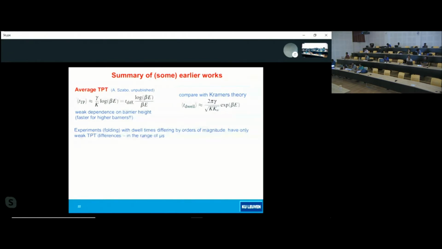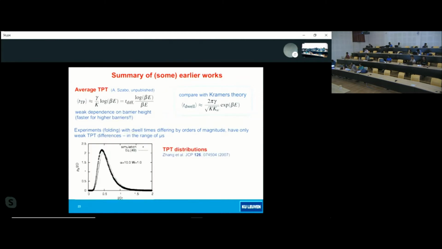what they see if they do experiments on protein folding, where the folding time, which is the dwell time actually, is varying by orders of magnitude between, say, the folding of protein A and the folding of protein B, they find that the transition path times are always in the range of microseconds. So even proteins that have huge differences in folding time, which means that the barrier height is different, still have quite similar average transition path times, okay? So this is considered as somehow supporting this Szabo formula, okay?